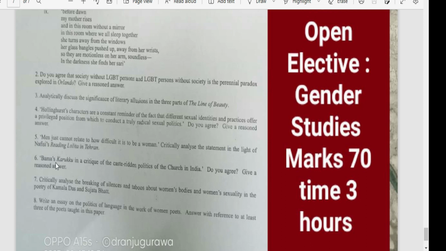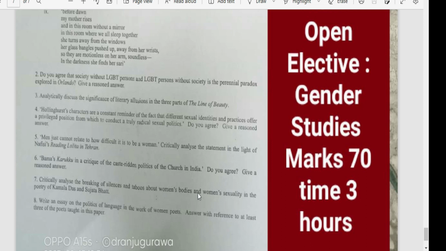Men just can't relate to how difficult it is to be women. Critically analyze the statement in the light of Nafisi's Reading Lolita in Tehran. Men just can't relate to how difficult it is to be a woman. Critically analyze the statement in the light of Nafisi's Reading Lolita in Tehran.